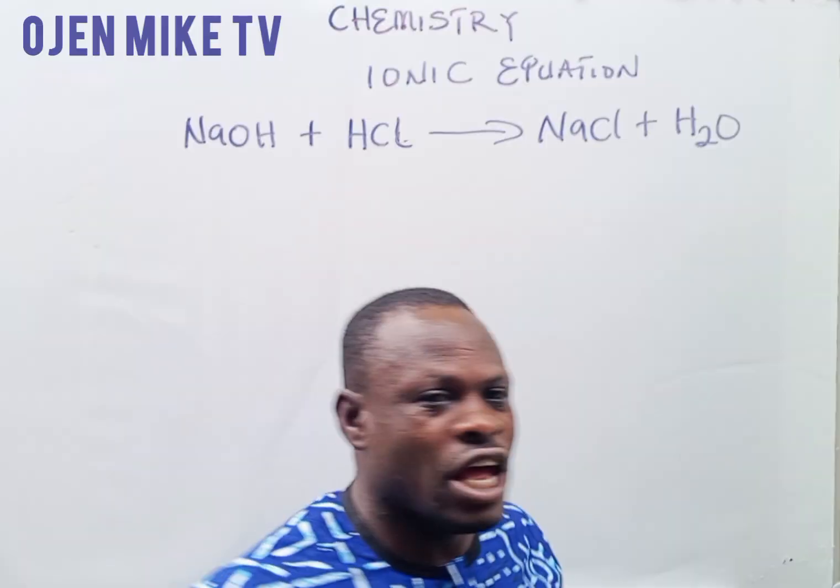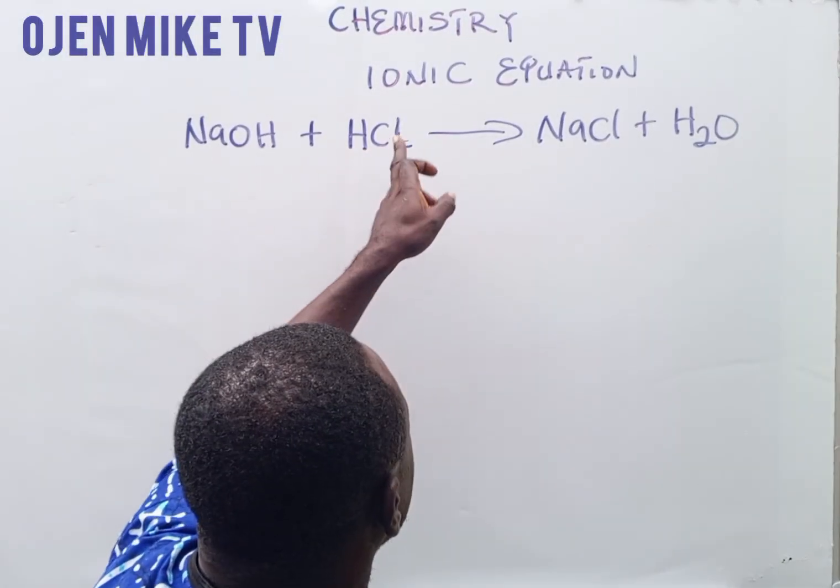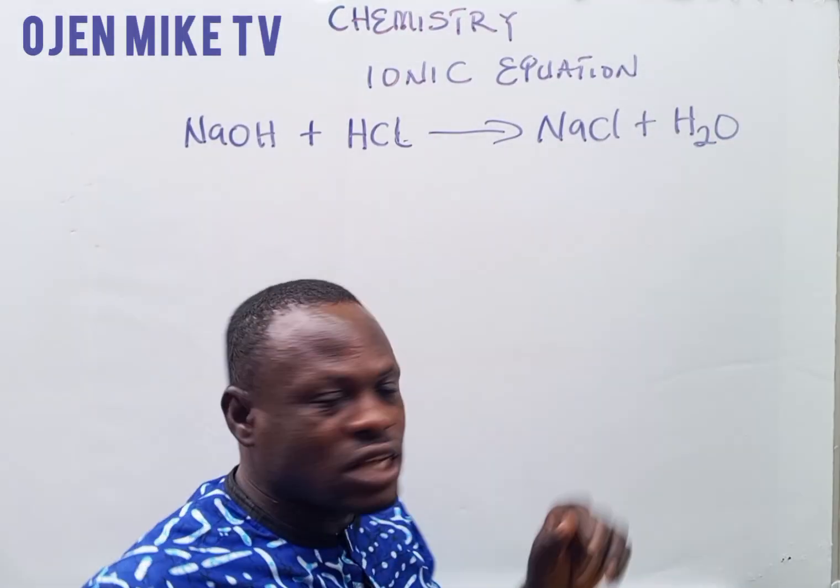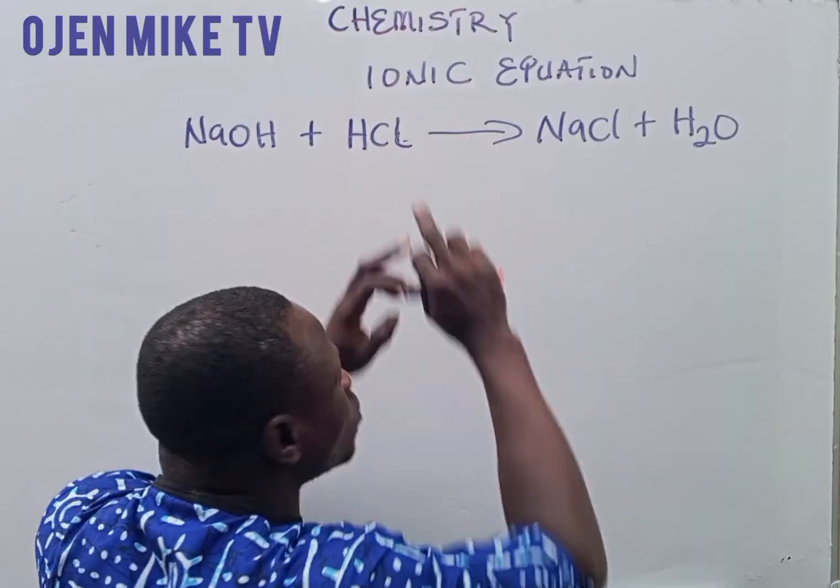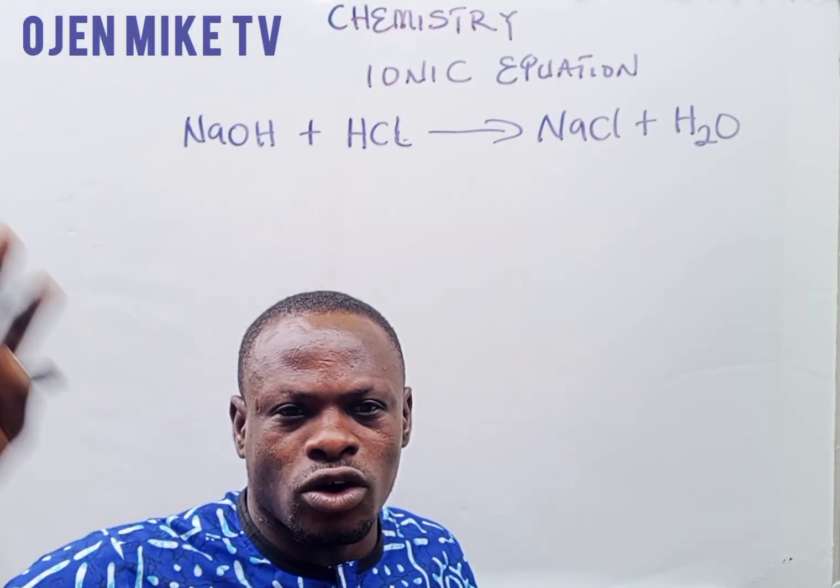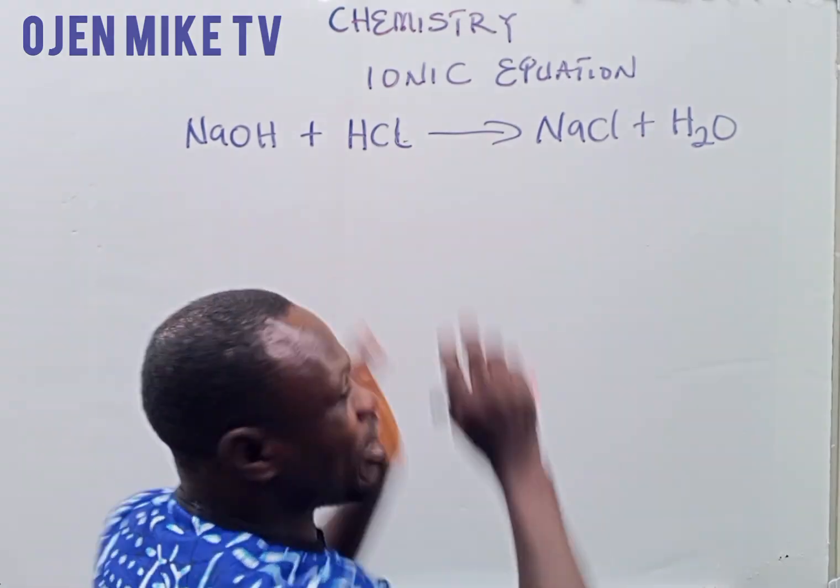Now the ionic equation we want to balance: sodium hydroxide reacts with HCl to give sodium chloride and water. This is a neutralization reaction. Now it's ions. Ion means charges. Remember, we have negative ion and positive ion, that is anion and cation. We want to balance this ionic equation.